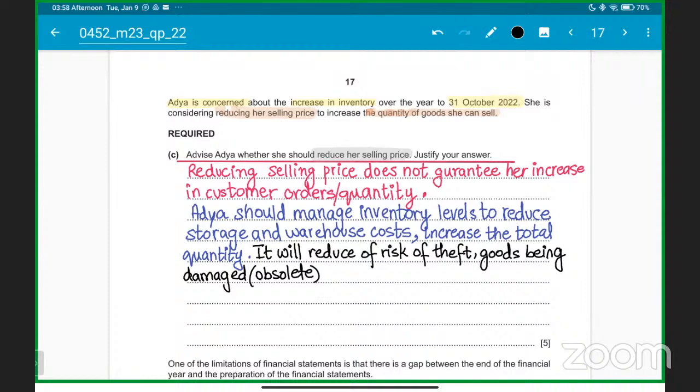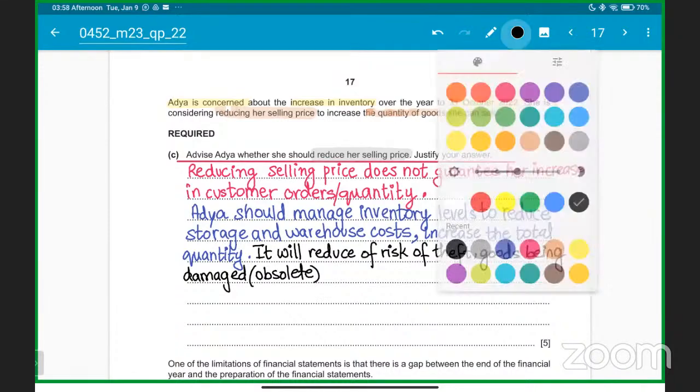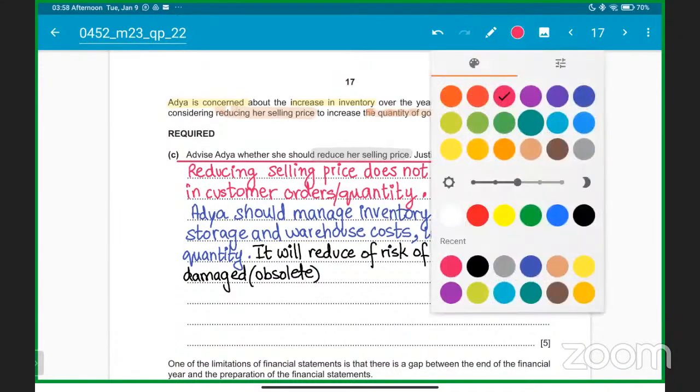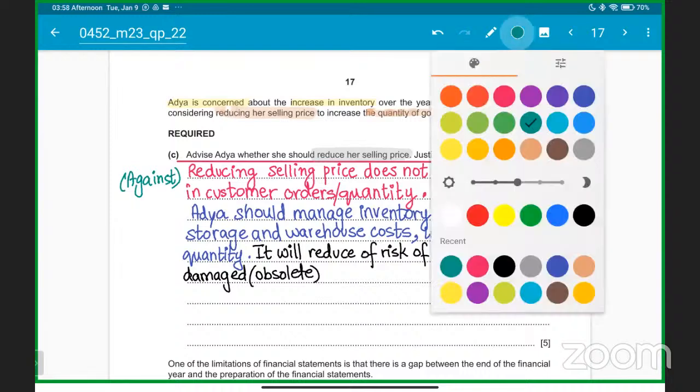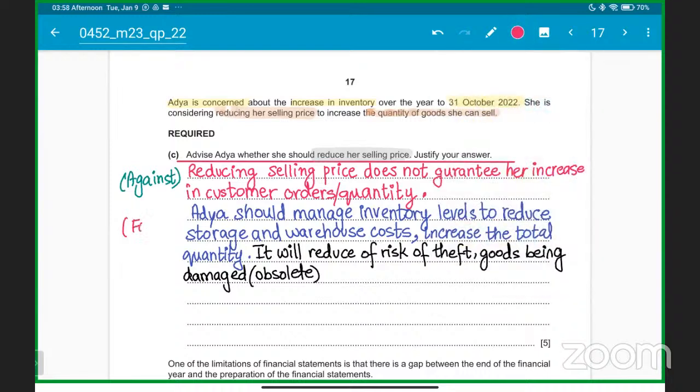Then why you should not reduce the selling price? Okay, so this is my point. Going against it, it does not guarantee. There might be cash problems if you are reducing the selling price. So I'll write it in red again. These are for reducing the selling price, the blue and black one for, and now I'm writing again on the against, because it's just not the perfect answer. Just have to make it in proper paragraph form.